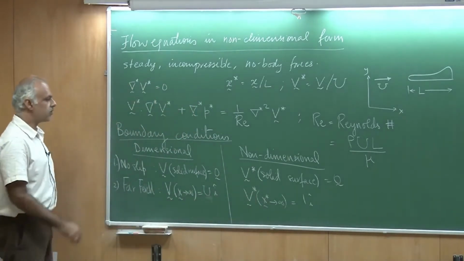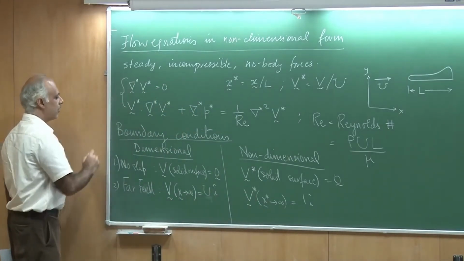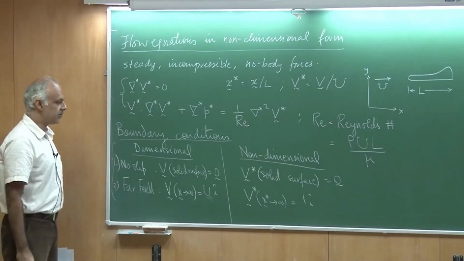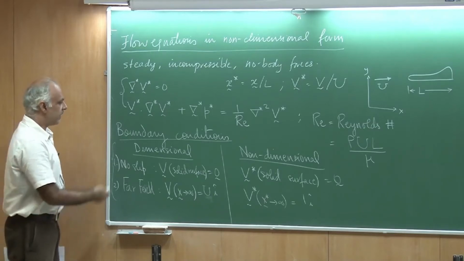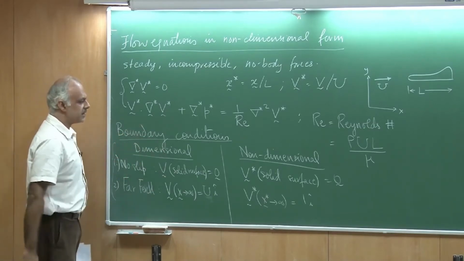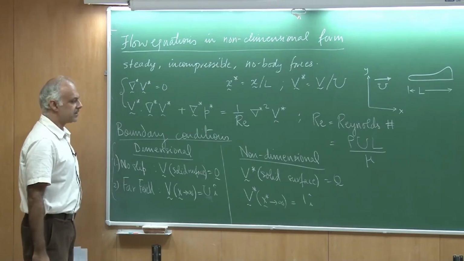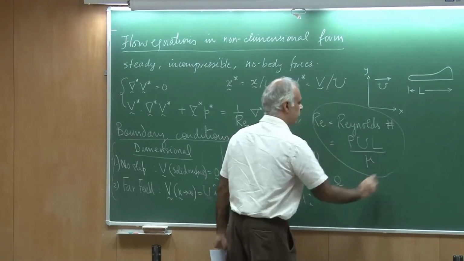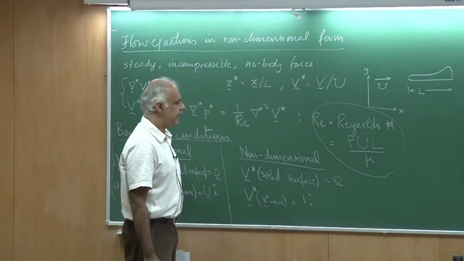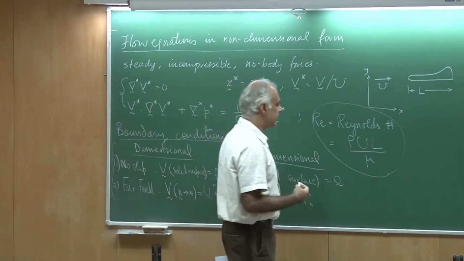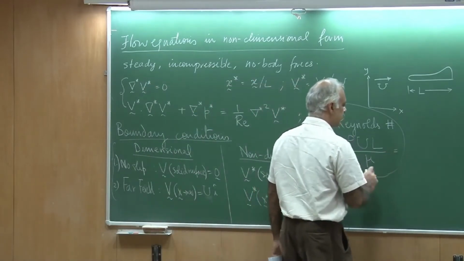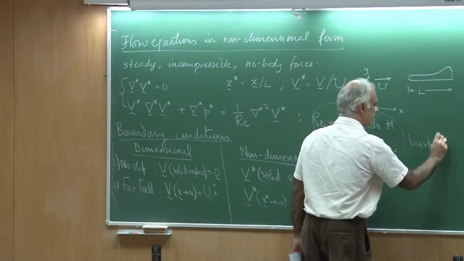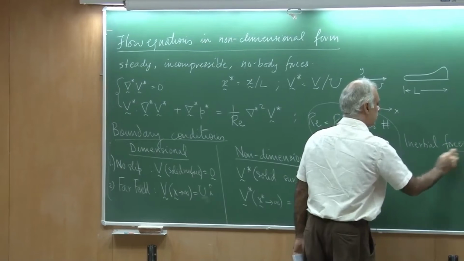Okay? So I hope now you understand that these are the non-dimensional equations and the boundary conditions in the non-dimensional forms. They look very similar to what was in the dimensional framework, but just that now we have a new parameter here, which is called the Reynolds number. How do we interpret Reynolds number? It essentially reflects the ratio of the inertial forces to the viscous forces.